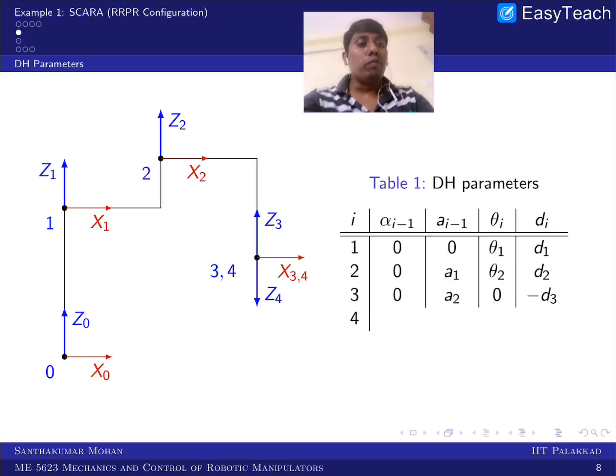So now coming to the fourth one, you can see that Z3 and Z4 are parallel but in the opposite direction. So about x3 you are rotating 180 degrees, that means alpha 3 is pi and A3 is 0, and there is an active rotation about Z4, that is theta 4, and there is no distance, right? You can see we got it.